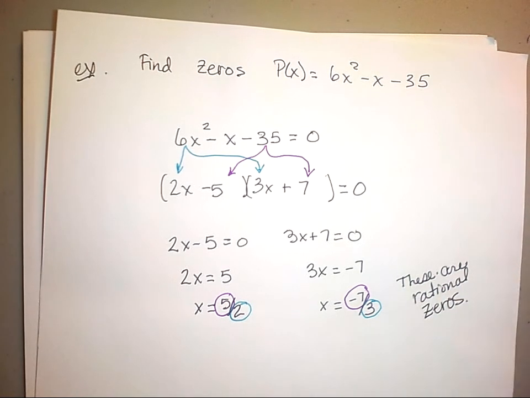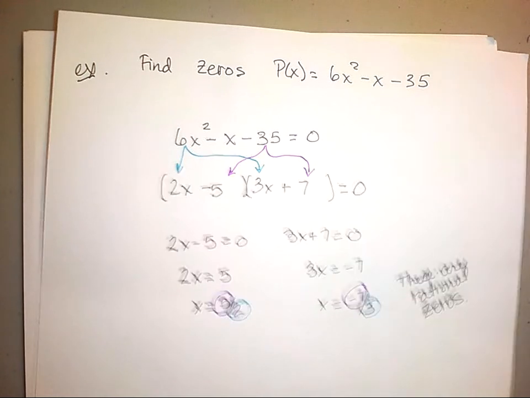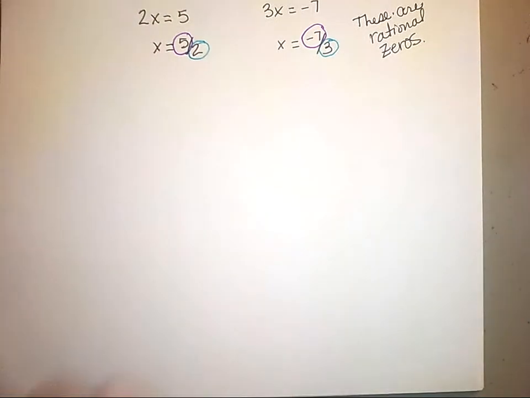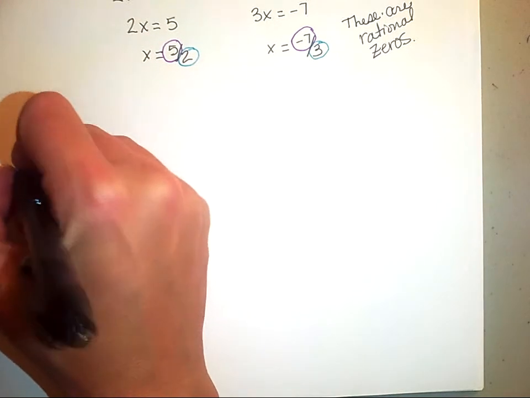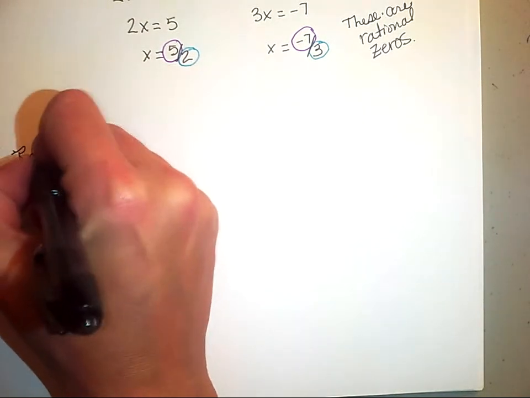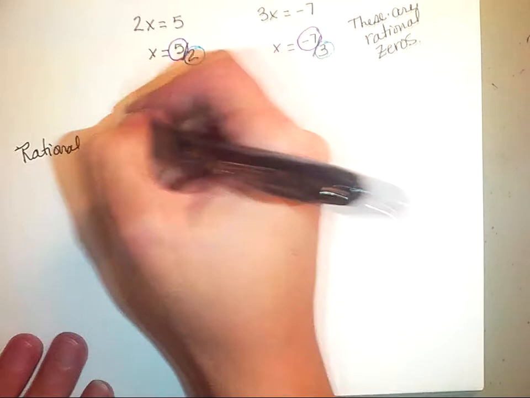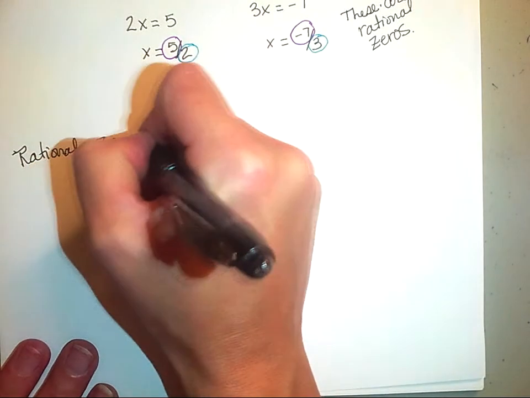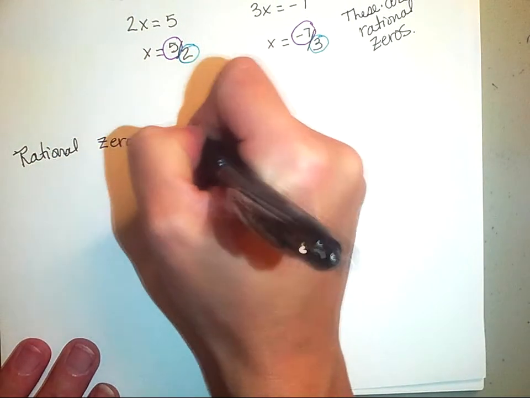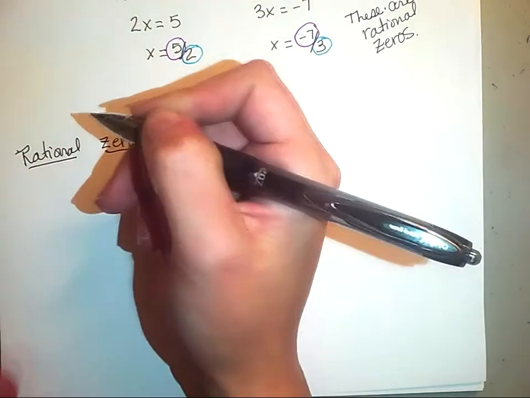So we have a theorem about that, okay? So let's write that down. All right. So this is the rational zeros theorem. Okay. So let's say we have a polynomial.